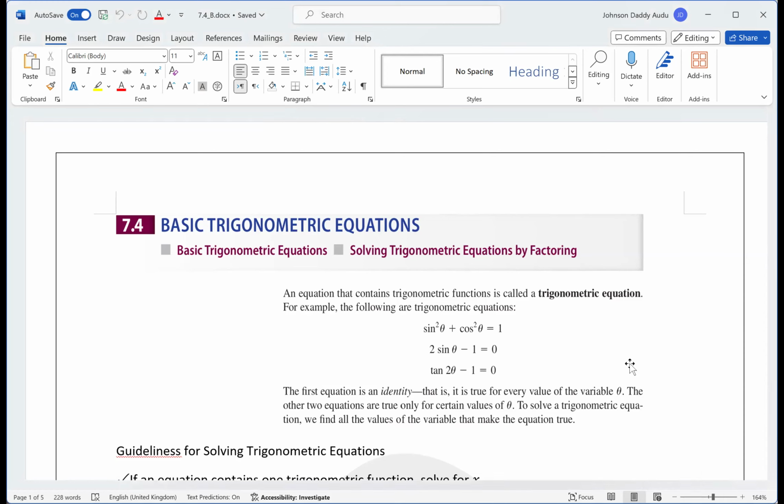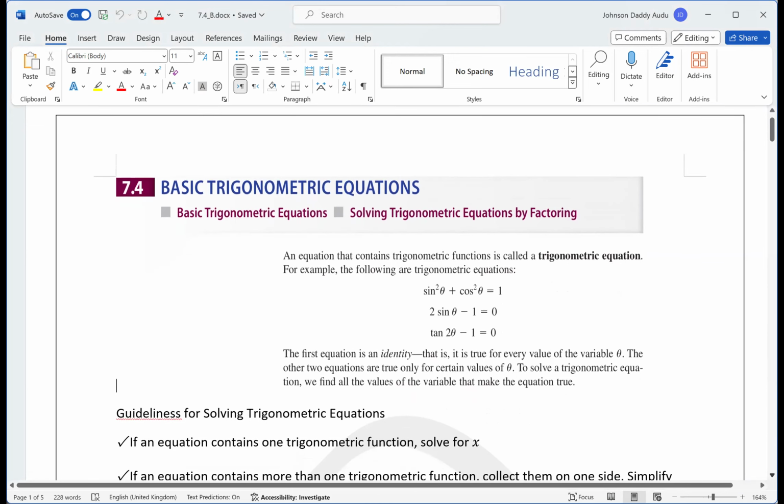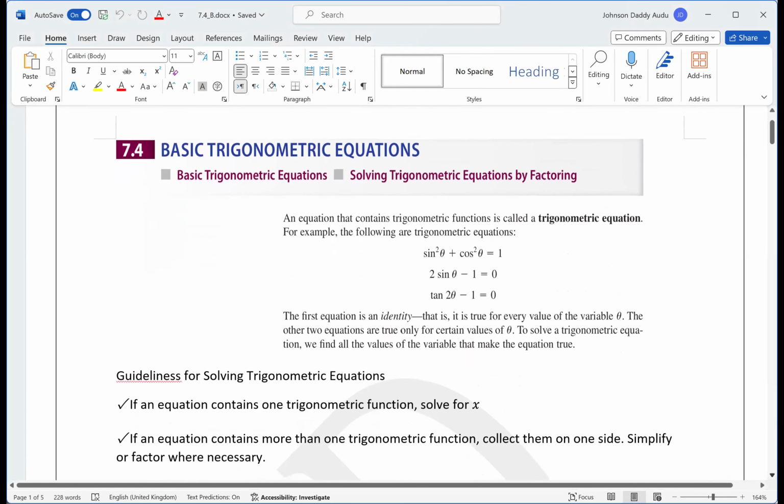In this section, we'll be talking about basic trigonometric equations. So this is 7.4. Now, first of all, let's discuss what's the difference between a trigonometric equation and a trigonometric identity.